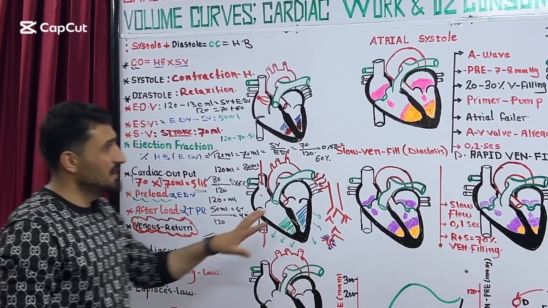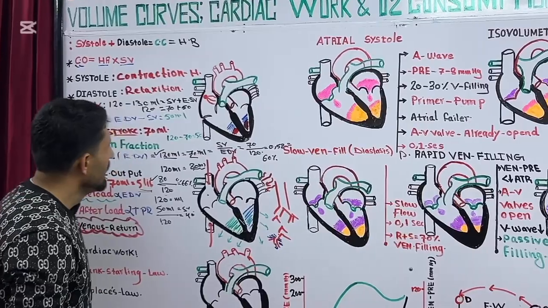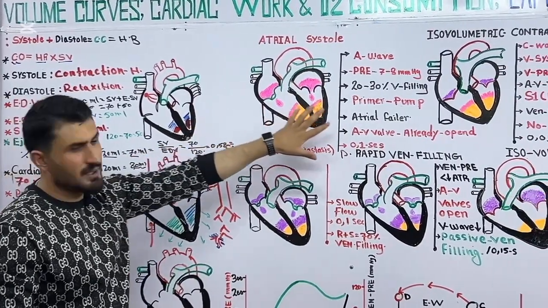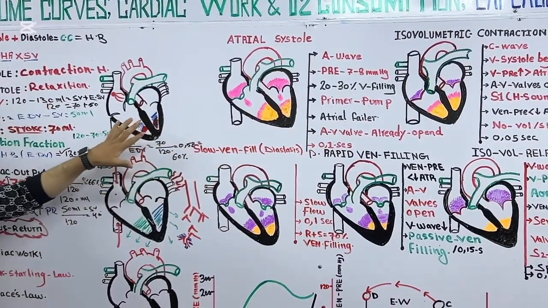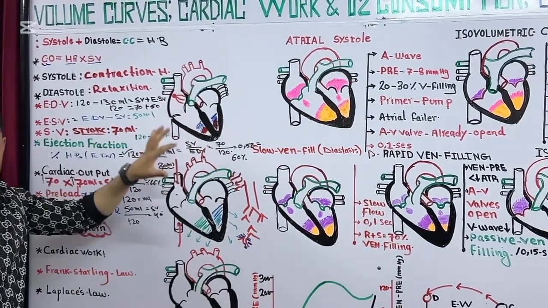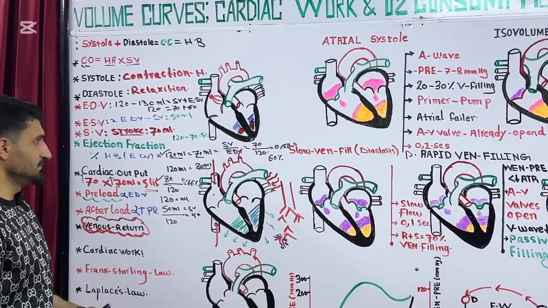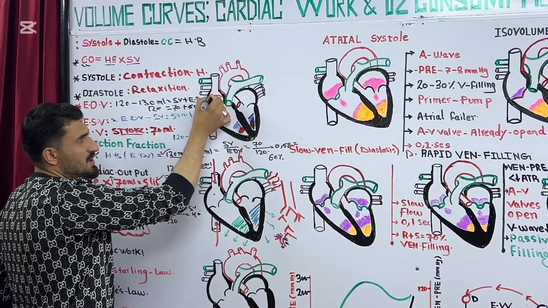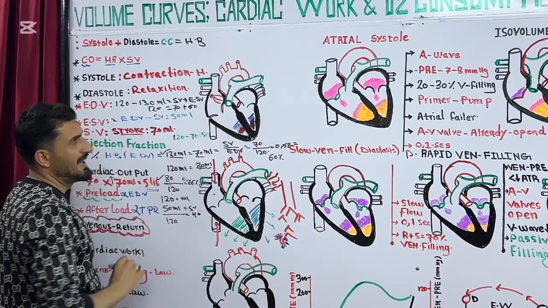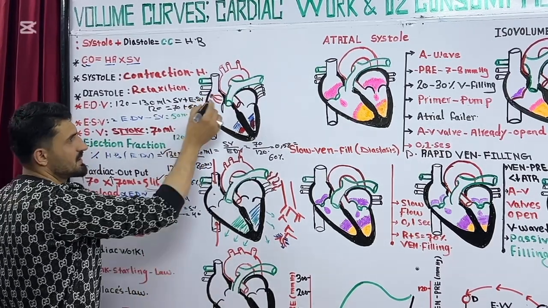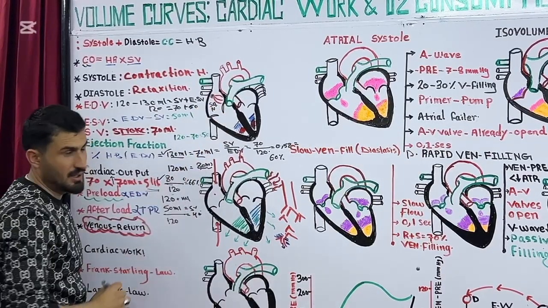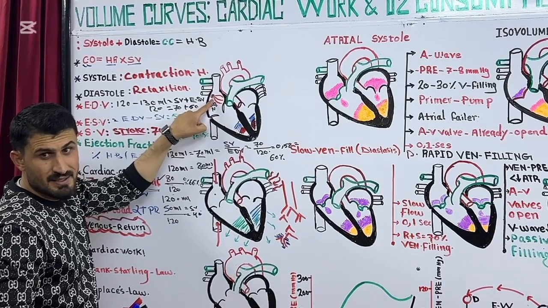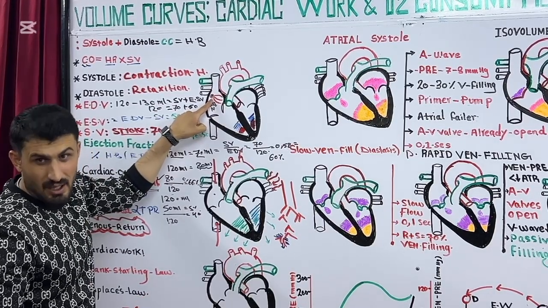Now let me explain the cardiac cycle. First of all, let me tell you something about the conductive system. I talked in the previous lecture that here in the right atrium we have a node-like structure which is called the SA node. Got it? And the SA node acts as a pacemaker. It generates electricity to the heart. Got it?